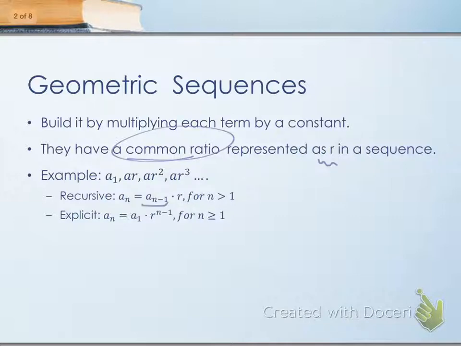Just remember, recursive has to have the a sub n minus 1. We could have an n minus 1, but if it's attached to that a, that's going to represent a recursive, because a sub n minus 1 means, hey, what's happening to that term before it? And then we're going to increase that rate each time.